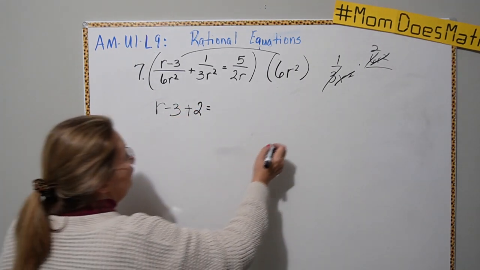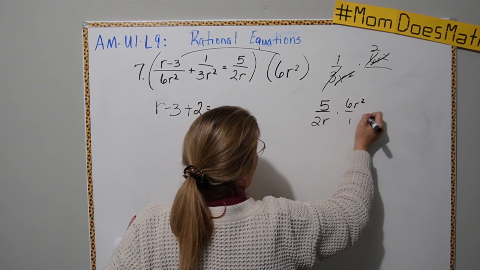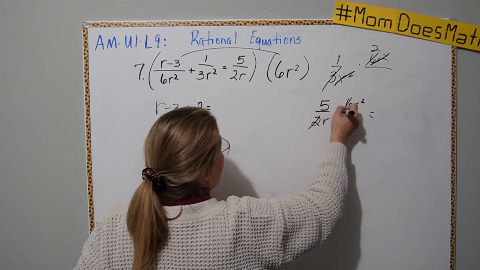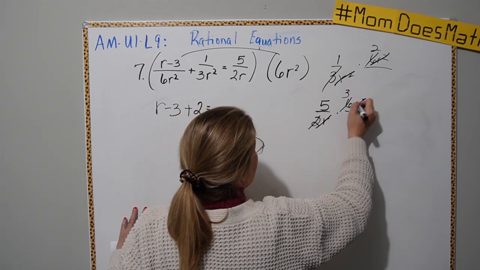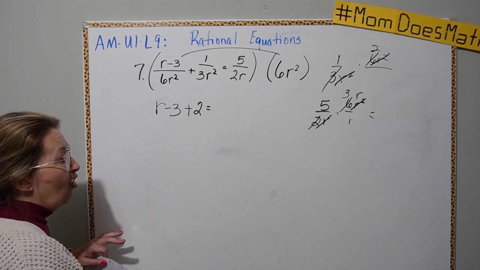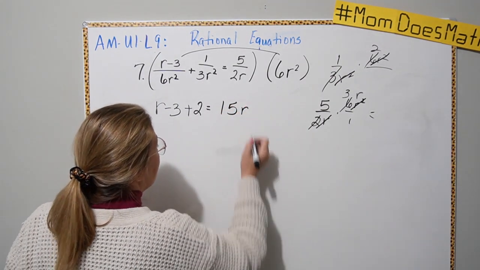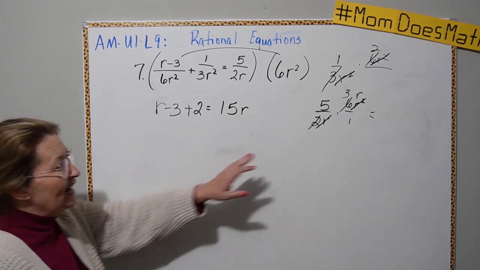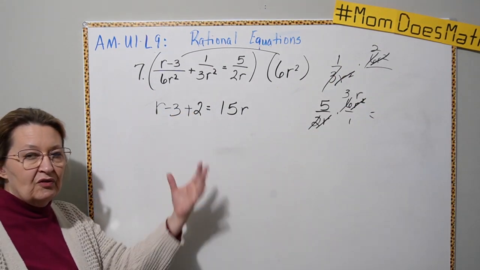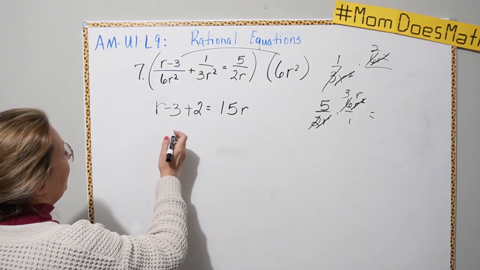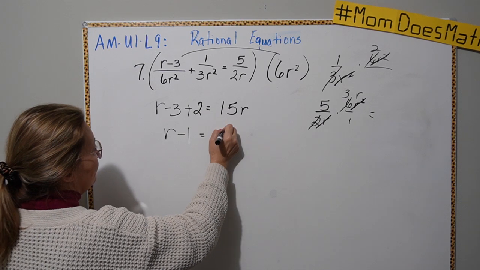All right, now to do 5 over 2r times 6r squared. Your 2 goes into 6 3 times. Your r goes into the r squared and leaves r left over. 5 times 3r is 15r. And like I said, I know that's a headache, but now you're done with all the fractions, so the rest of it's just easy. Okay, over here, minus 3 plus 2 is 1.